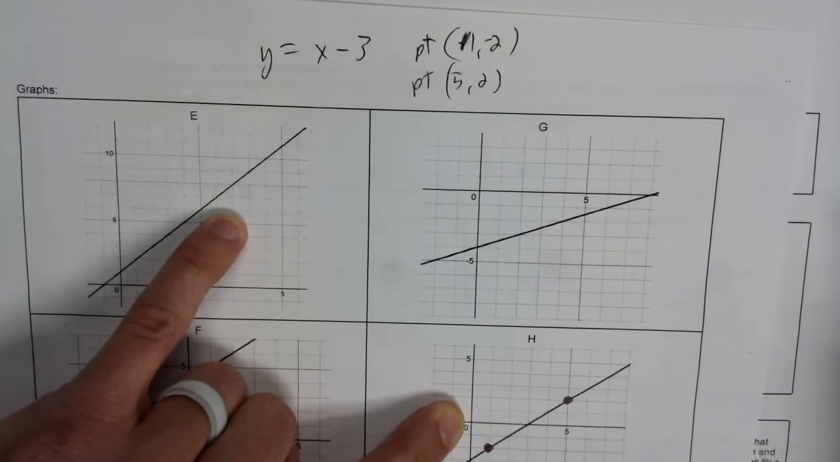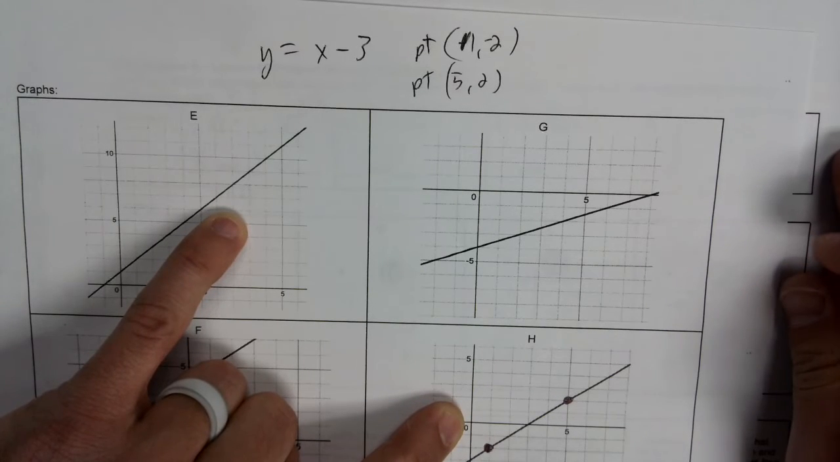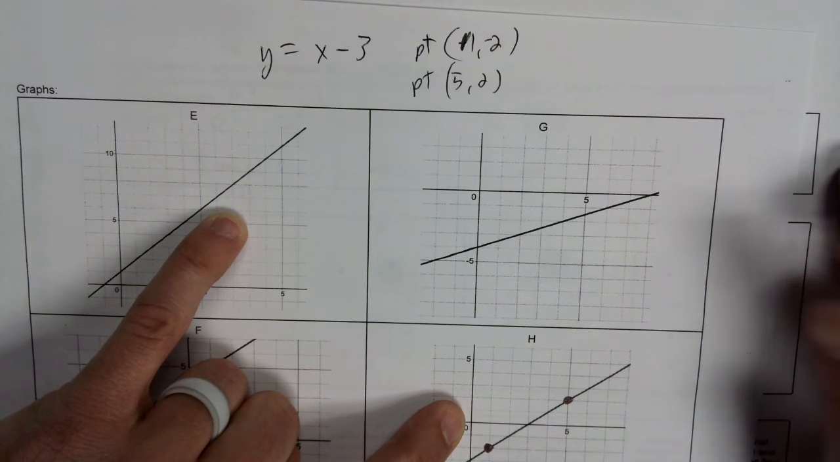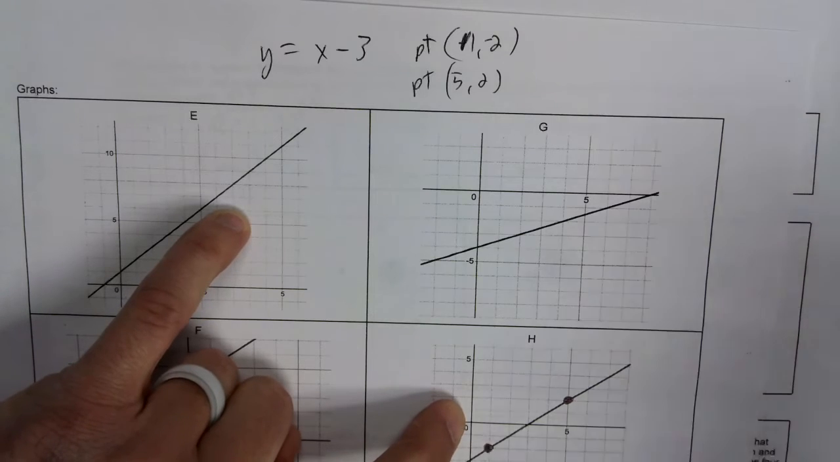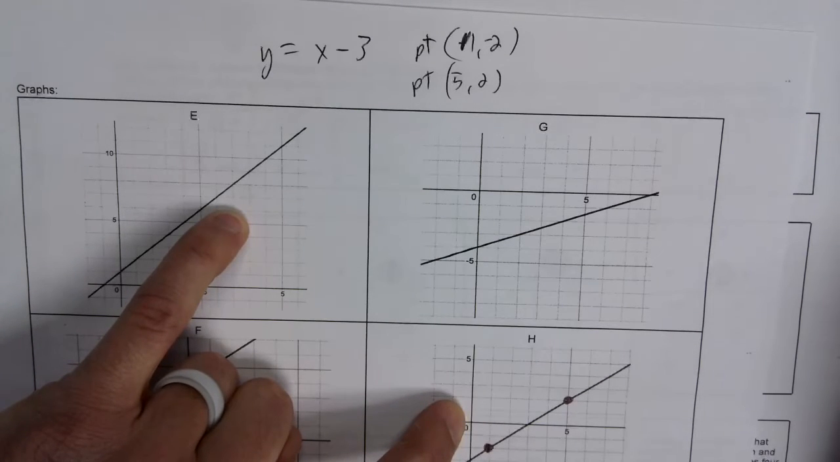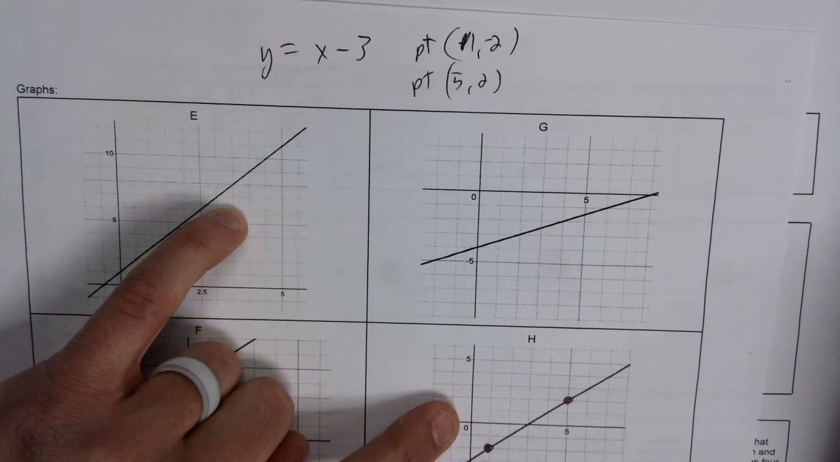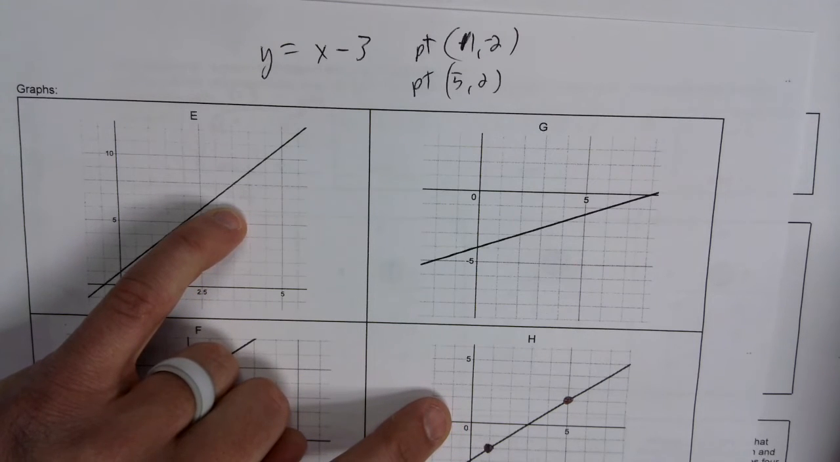Okay? What if there's one that says y equals x? Then that means x is the same as y. What does that do? It would make a graph where all the x's are the same as the y values. (1, 1), (2, 2), (5, 5), (negative 10, negative 10). 1 will be 1.